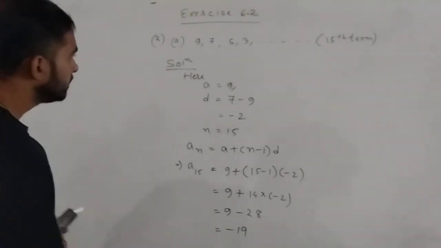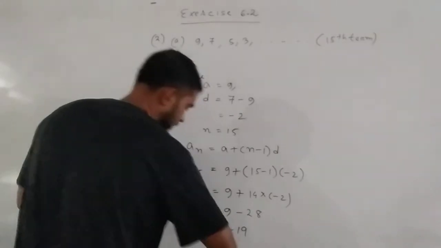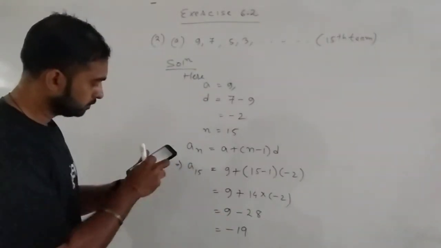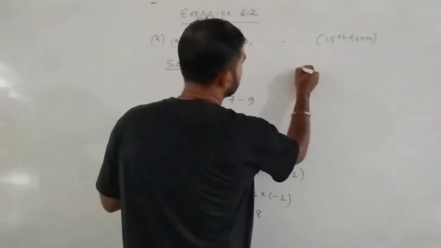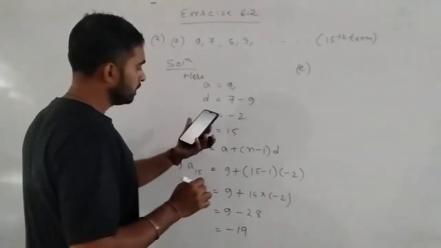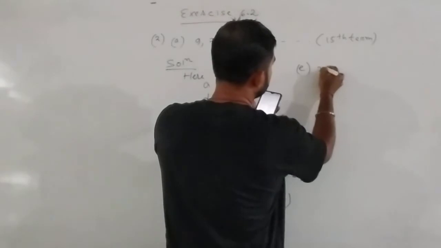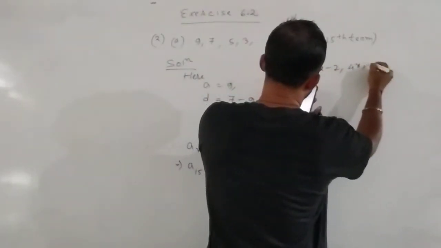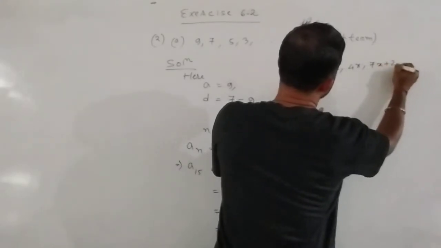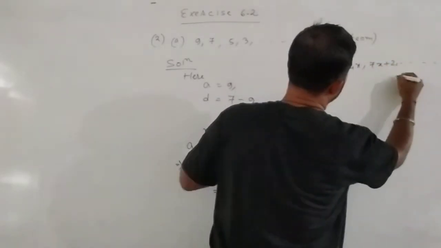Got it? Now do one more question. That is question number 2E, and the sequence is x minus 2, 4x, 7x plus 2. In this way find the nth term.